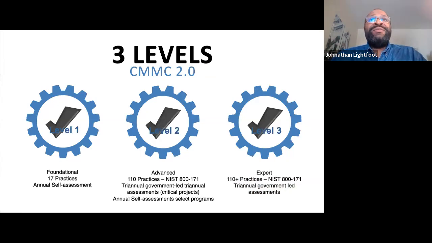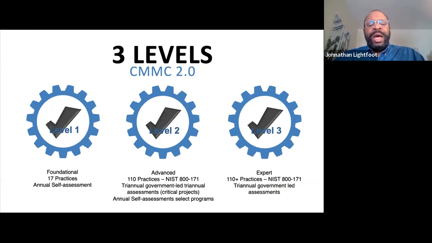The next level they have is level 2. The old level 2, you remember I told you that was a transition level. That transition level is gone. The current level 2 equals the old level 3. So again, it's advanced. Now, instead of just having 17 practices, you're going to have 110 practices, again looking at NIST 800-171.